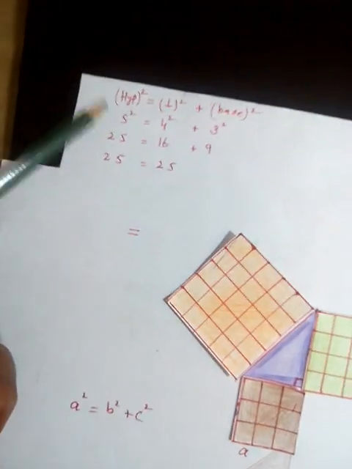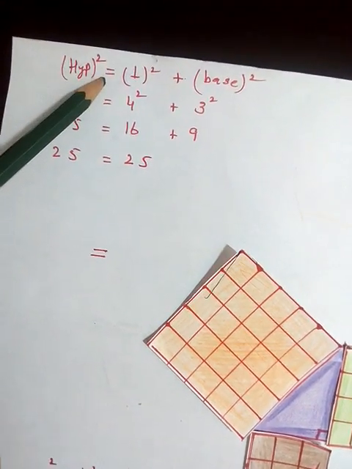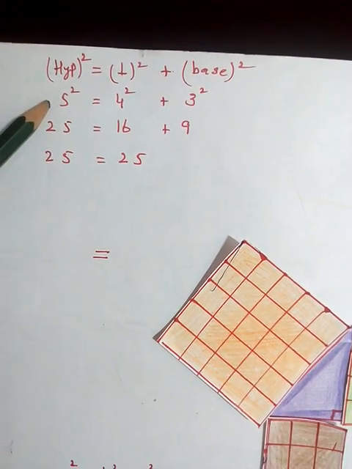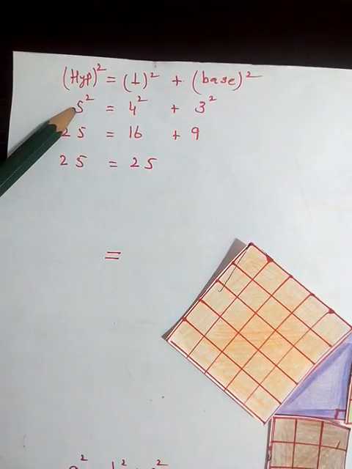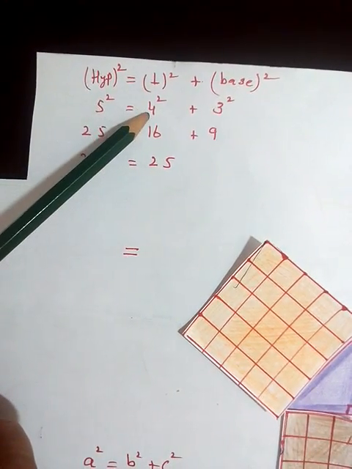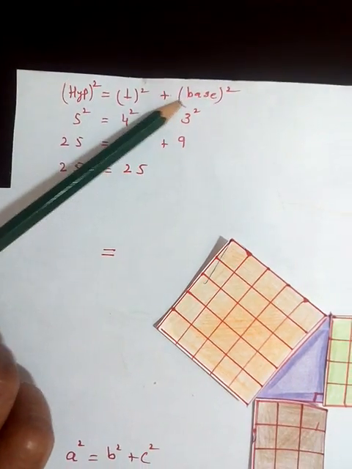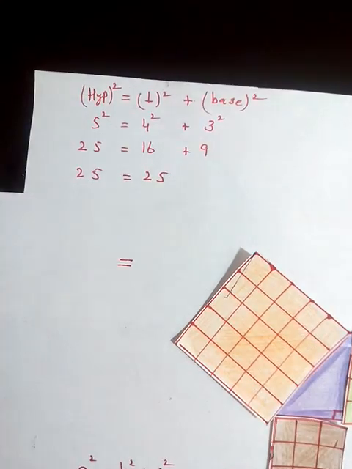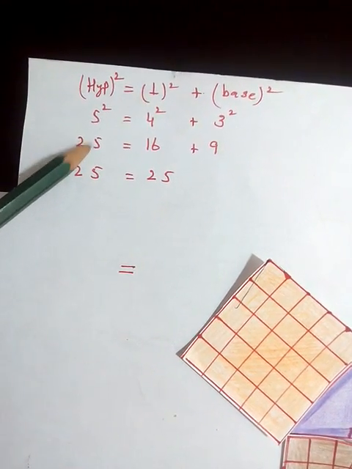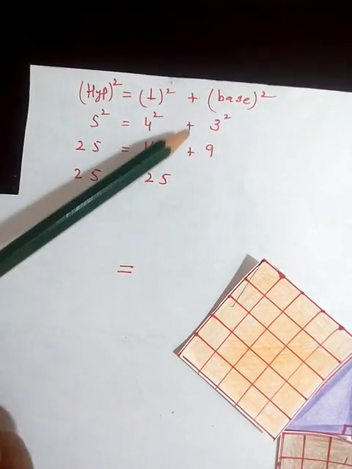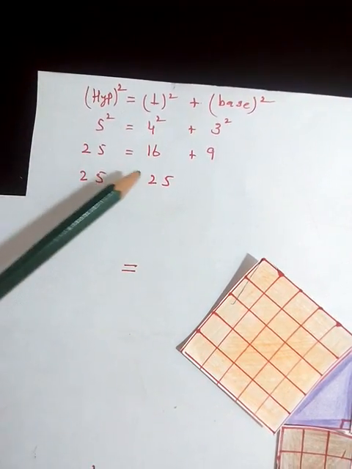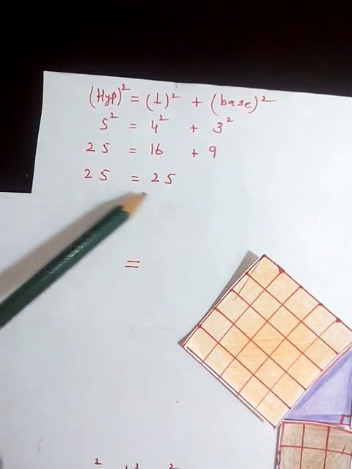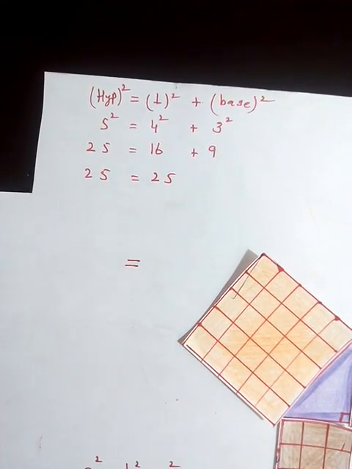So according to the Pythagoras theorem, hypotenuse square is equal to perpendicular square plus base square. The length of the hypotenuse was 5, the length of the perpendicular was 4, and the length of the base was 3, and we have to take the square of all these numbers. So 5 square is equal to 25, 4 square is equal to 16, and 3 square is equal to 9, and the sum of 16 and 9 is equal to 25. So left hand side is equal to right hand side, 25 is equal to 25.